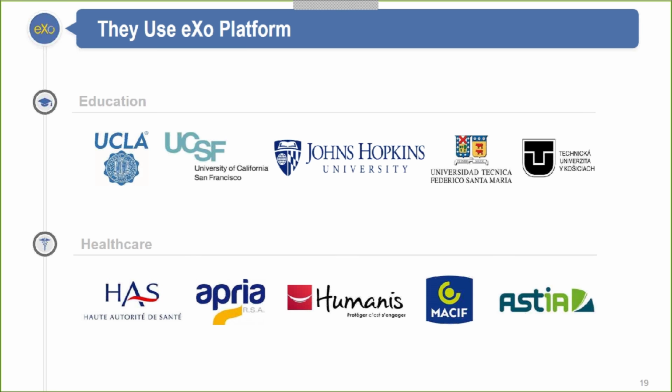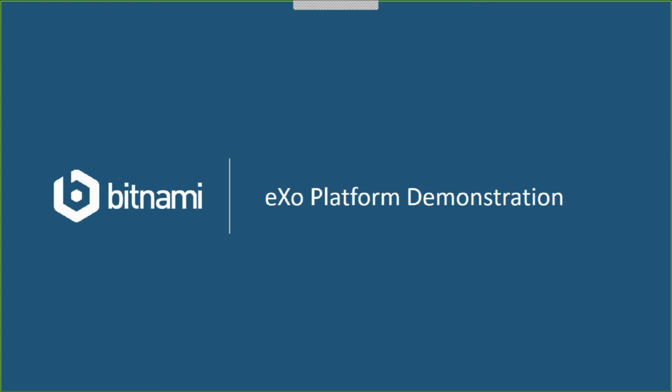So finally, education and healthcare. You can see the University of California, Los Angeles, the University of California, San Francisco, the Johns Hopkins University are examples of universities that use our technology. Healthcare and health insurance companies as well, especially in Europe, use eXo Platform today. So I hope that gives you an idea in terms of who eXo Platform is and what sort of background this technology has.